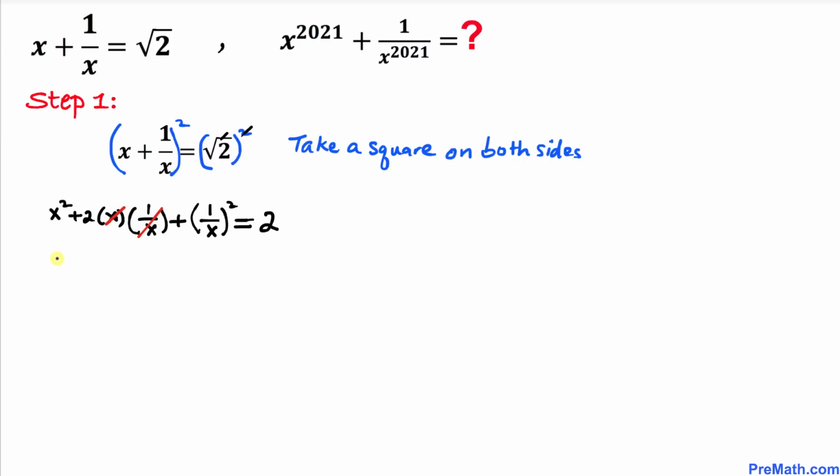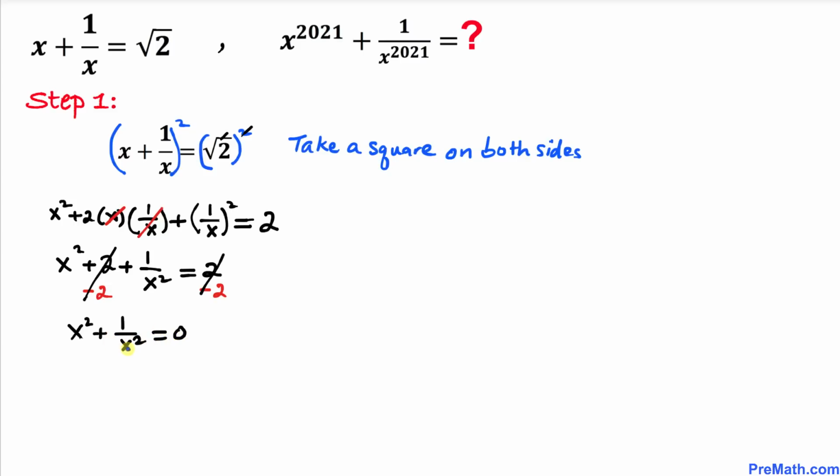So we can write this equation as x squared plus 2 plus 1 divided by x squared equals 2. And now let's subtract 2 from both sides. This is gone. So we end up with x squared plus 1 over x squared equal to 0.